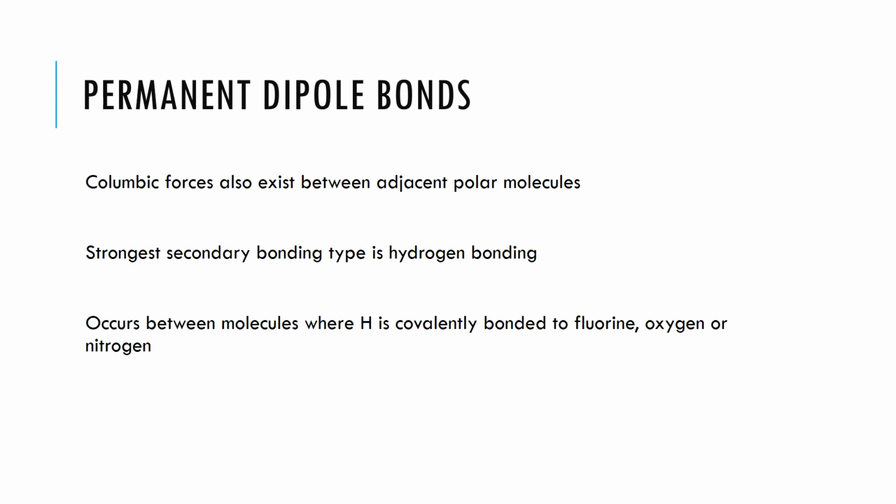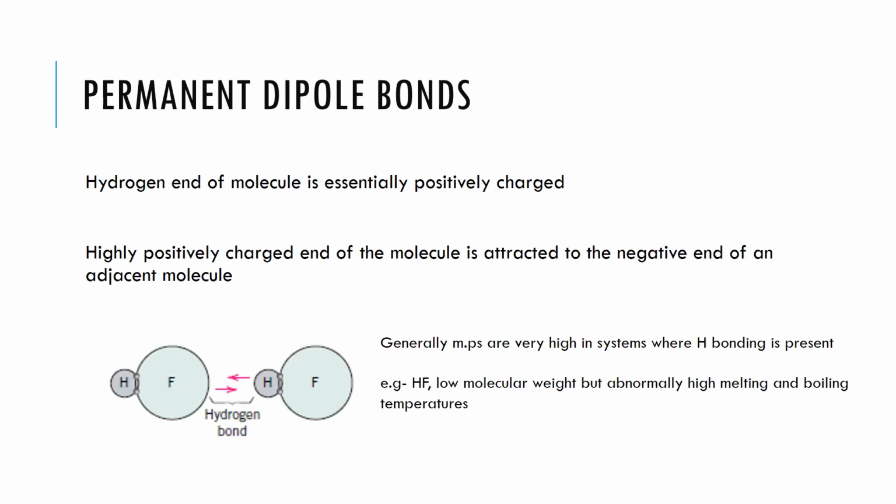Now, if you can have induced dipoles, then you can also have permanent dipole bonds, and Coulombic forces can exist between polar molecules that are next to each other. And this is the strongest type of secondary bonding. It's normally called hydrogen bonding, and it occurs between molecules where hydrogen is covalently bonded to a very electronegative element, such as fluorine or oxygen. And a good example of where this occurs is in hydrofluoric acid.